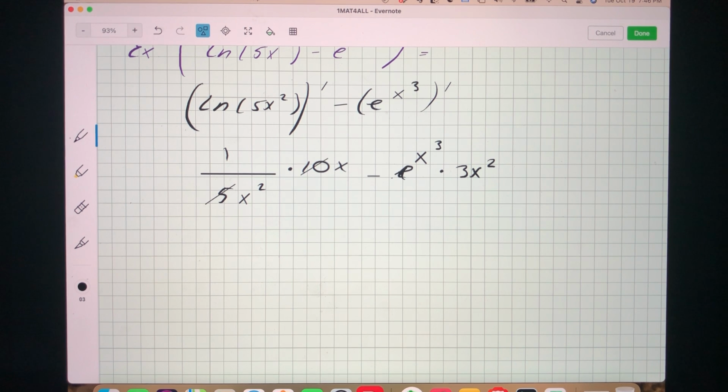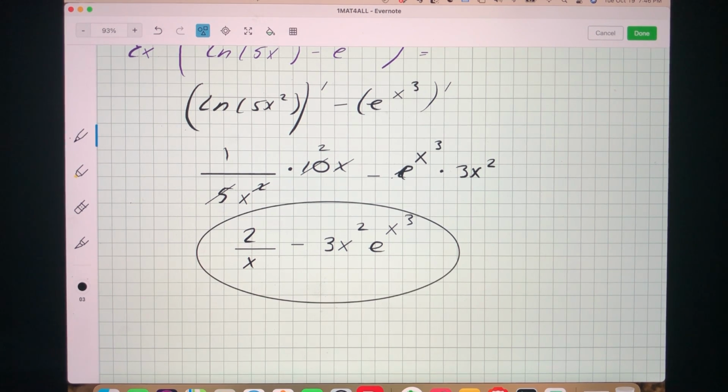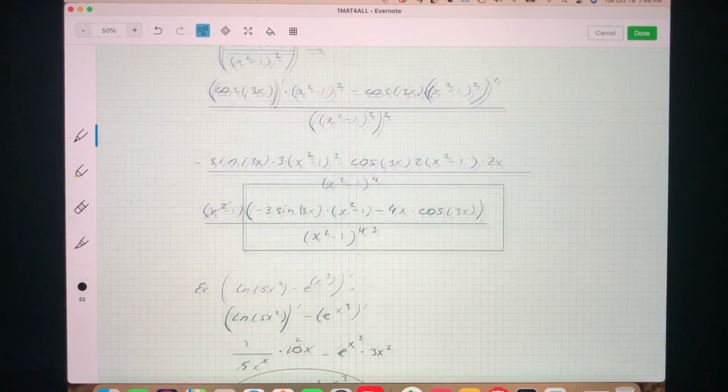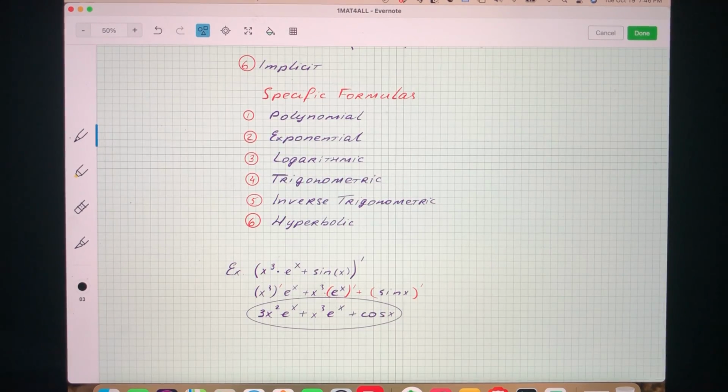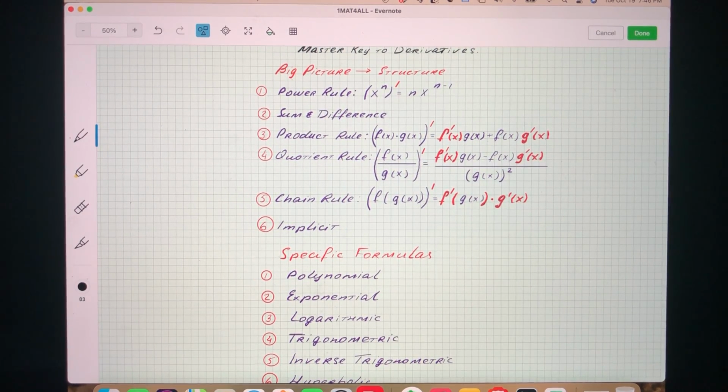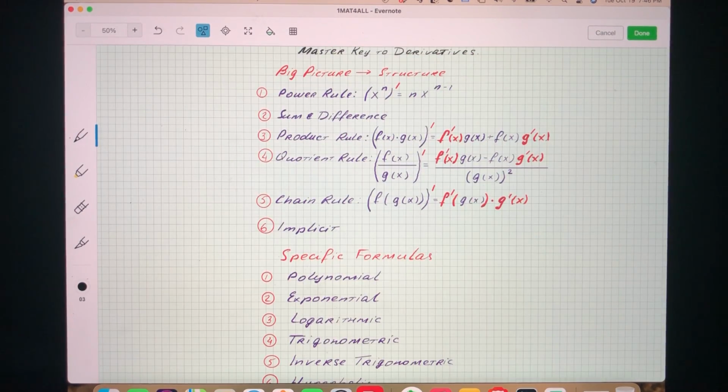5 goes into 10 twice, x cancels with x, giving us 2 divided by x minus 3x squared e to the x cubed. And that's the final answer to our example number 3. And that's how to take a derivative of any function or any combination of functions. It's a two-step process that works well for any situation.